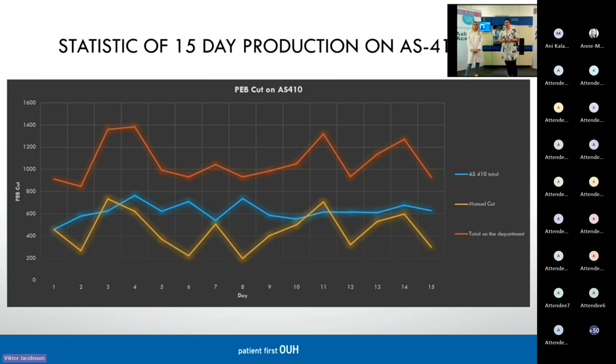Here is just some statistics of production on the AS, and it's just to show you on the graph how it will look like when you are looking on the manual cuts. You can see it varies a lot, and again, it's because there is sickness and vacation, all of that. So we could never know how many blocks we will get through to the pathology state. But if you are looking on the blue line, you can see that baseline that is more stable, and that's how many blocks the AS could section for us.